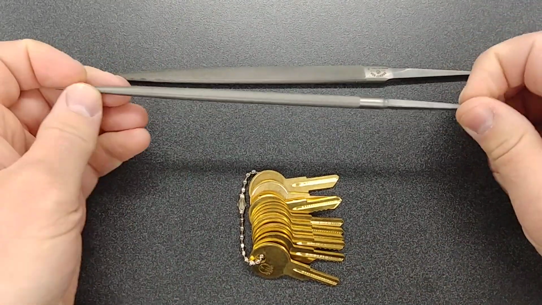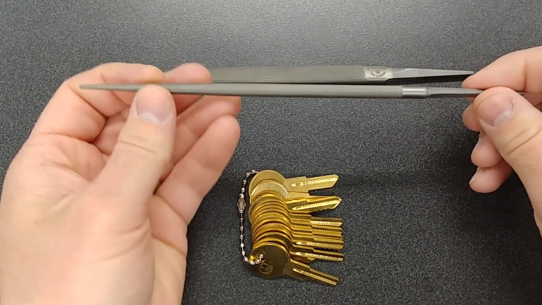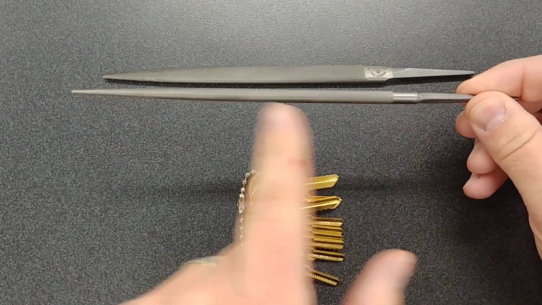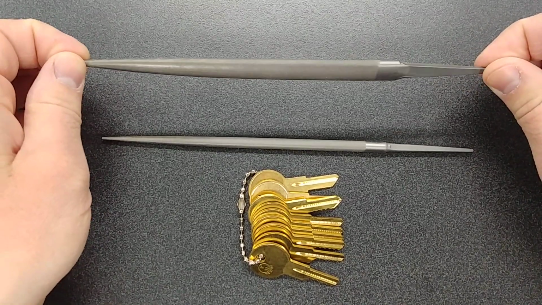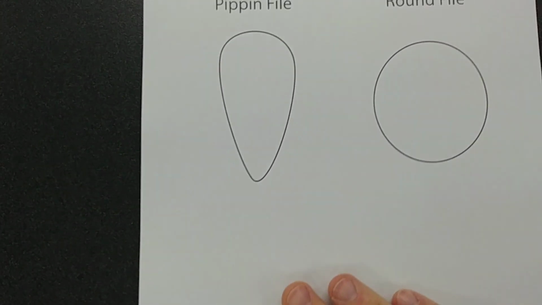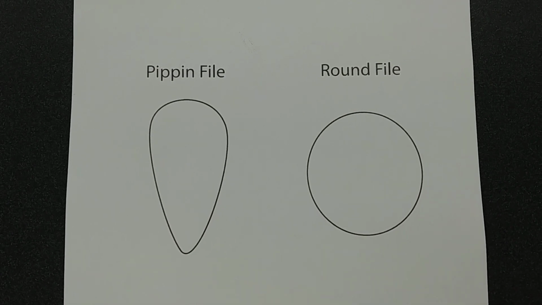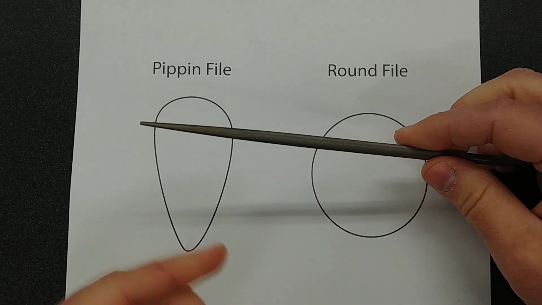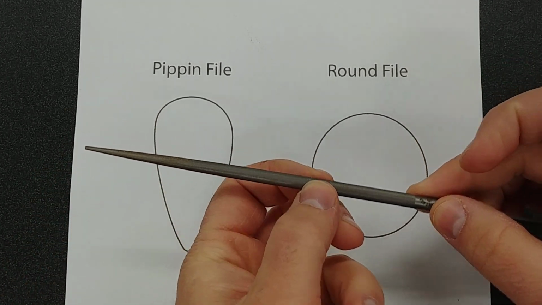Now, this is the round key file, which is just round. And as you can see, the diameter gets larger the farther it goes up the file. And this is the Pippin key file. I went ahead here and made these couple images to give you a real close-up of what they look like. So the round is round, right? The farther you go up the file, the larger the diameter gets.